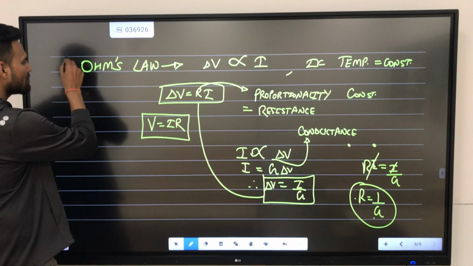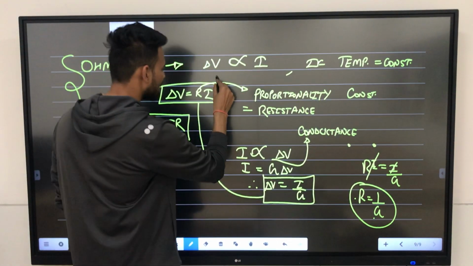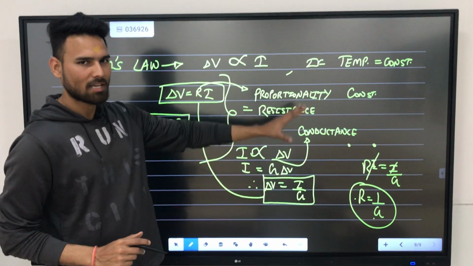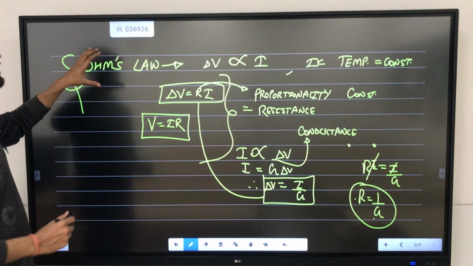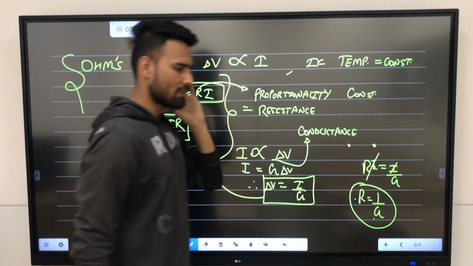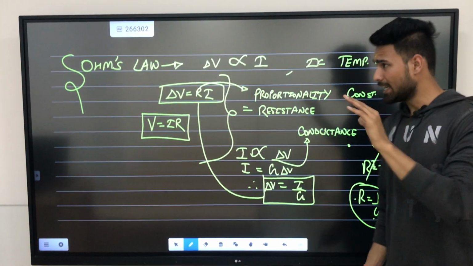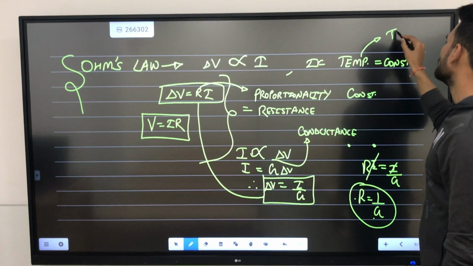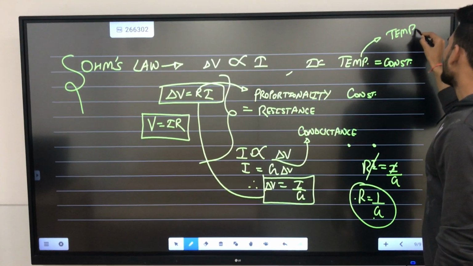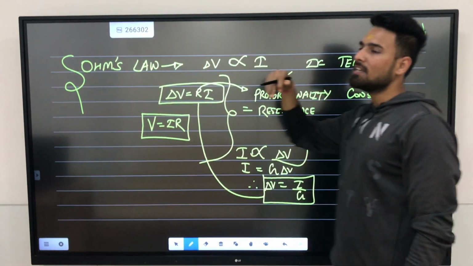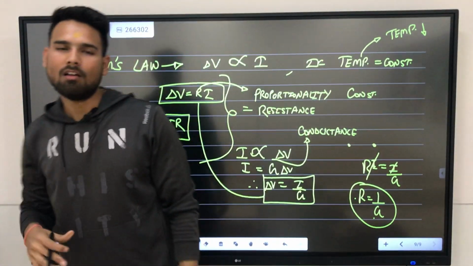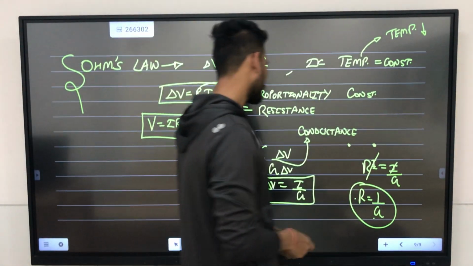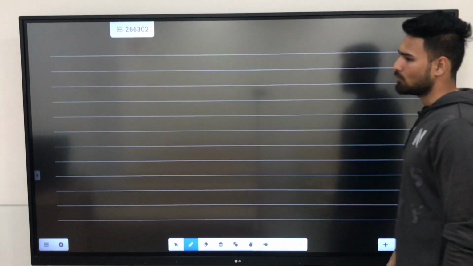For you guys, for 10th standard, we will be noting this particular thing, not this one. But in actual, it is like this. Am I clear or not? So this is Ohm's law, that V is equal to IR. Now, the temperature should be constant, and also the temperature should be low. It should not be that high. It should be low only. Am I clear or not?